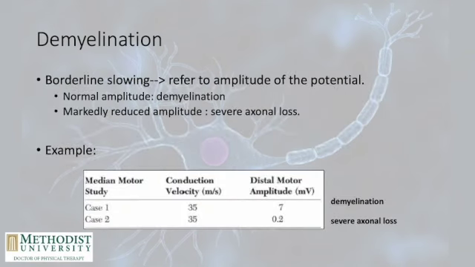When we look at demyelination, there's a borderline slowing, and that refers to the amplitude of the potential. If it's normal amplitude, we probably are dealing with the demyelinated nerve. If there's a serious issue with the amplitude, then we're looking at severe axonal loss. Take a look at the picture inside the slide, and it'll give you a good idea of that.